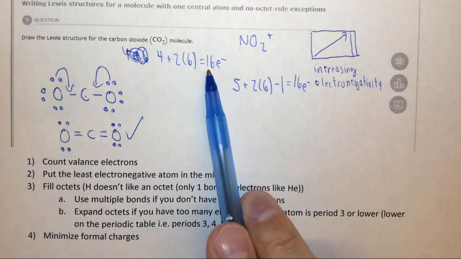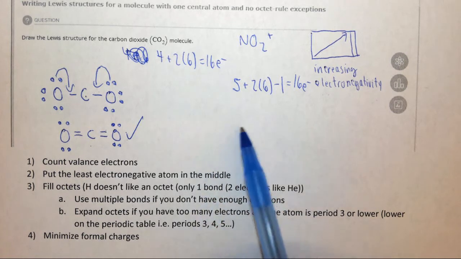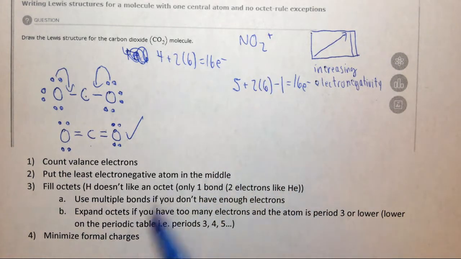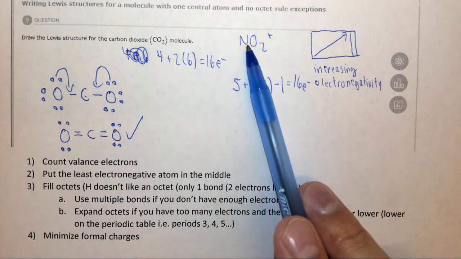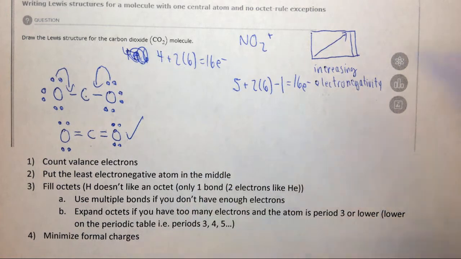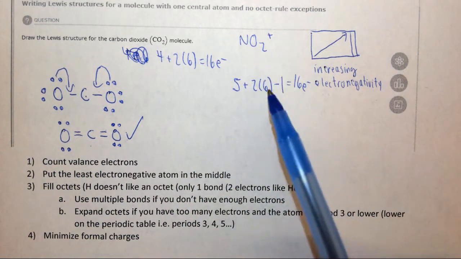Notice that this is the same as CO2. That's a hint that this Lewis structure might end up looking very similar to the Lewis structure of CO2, because nitrogen and carbon are right next to each other, so nitrogen plus behaves a lot like carbon. It's not always the case, but it is the case in this particular instance.